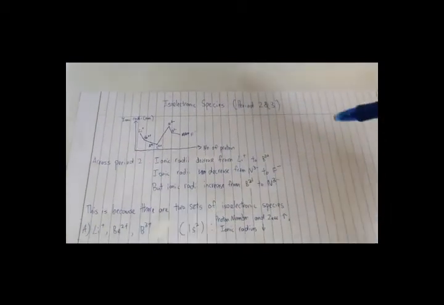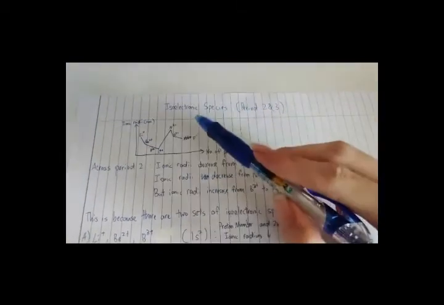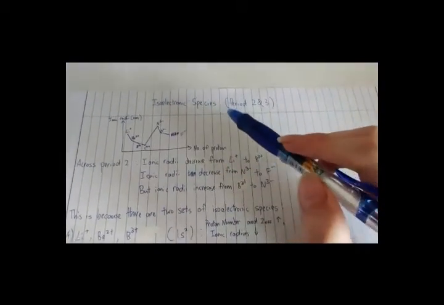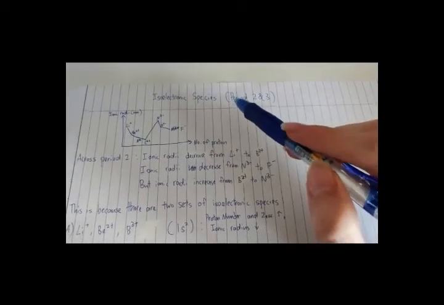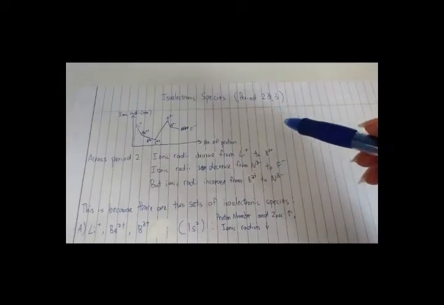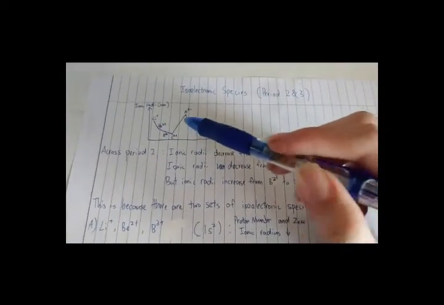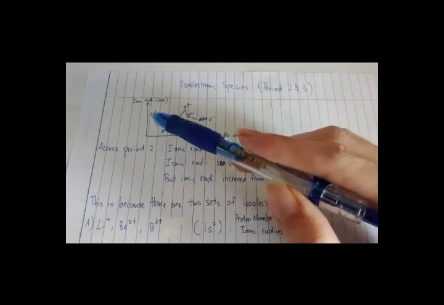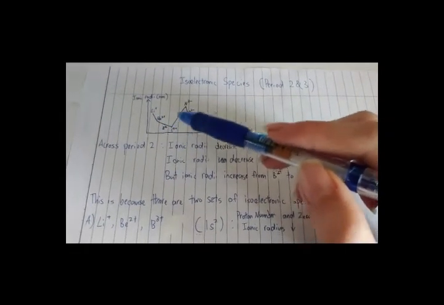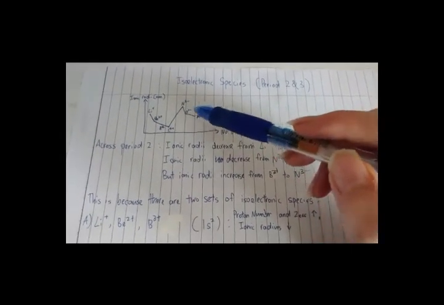Hello everyone. Today I would like to talk about isoelectronic species and the variation in ionic radii across period 2 and period 3. From this graph, we can see that across period 2, the ionic radius decreases, and in the middle it suddenly increases, and then it continues to decrease.